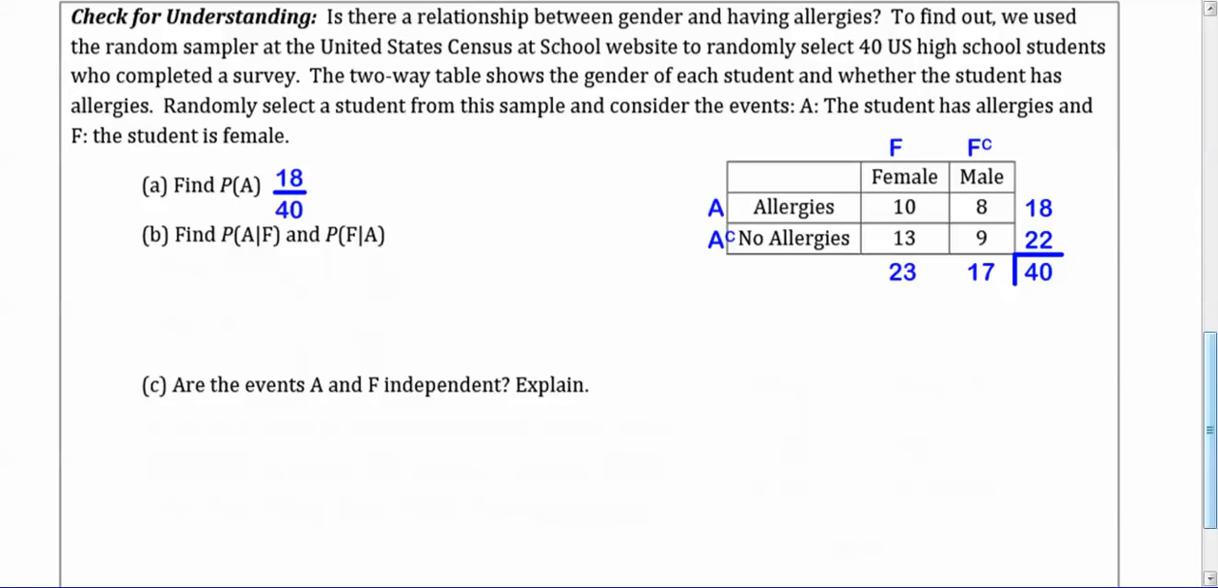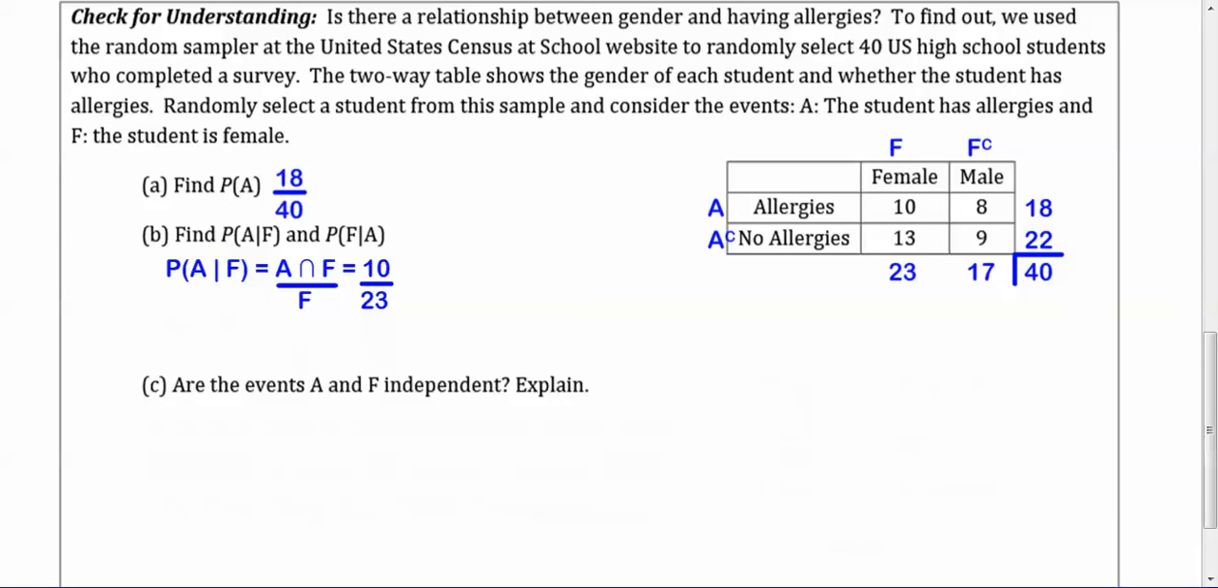Part B, find the probability that someone has allergies given that they are female. So there are 10 people who have allergies and are female, and there are 23 people who are female. So the probability that someone has allergies given that they are female, I'm going to count the number of people who have allergies and are female out of just those that are female.